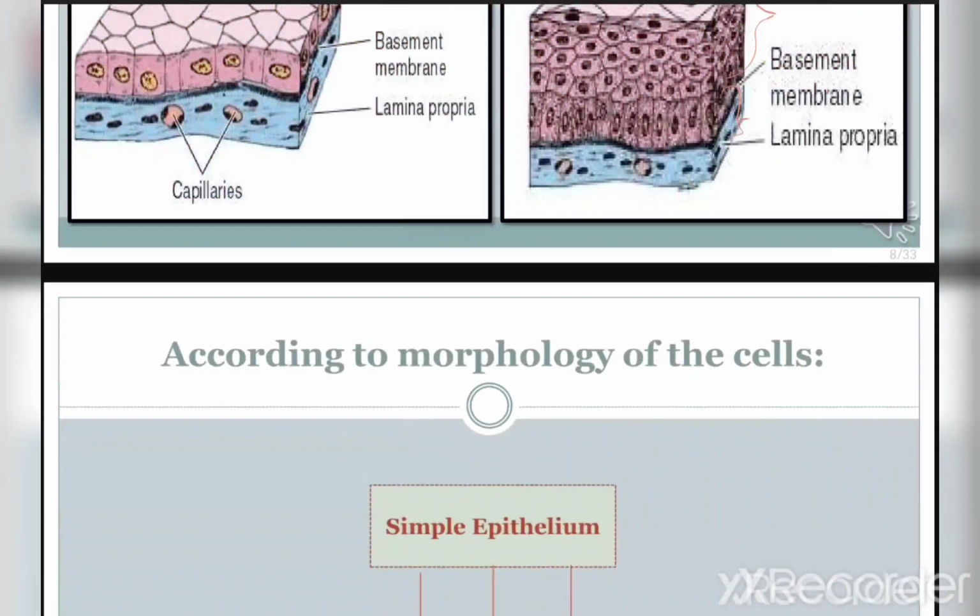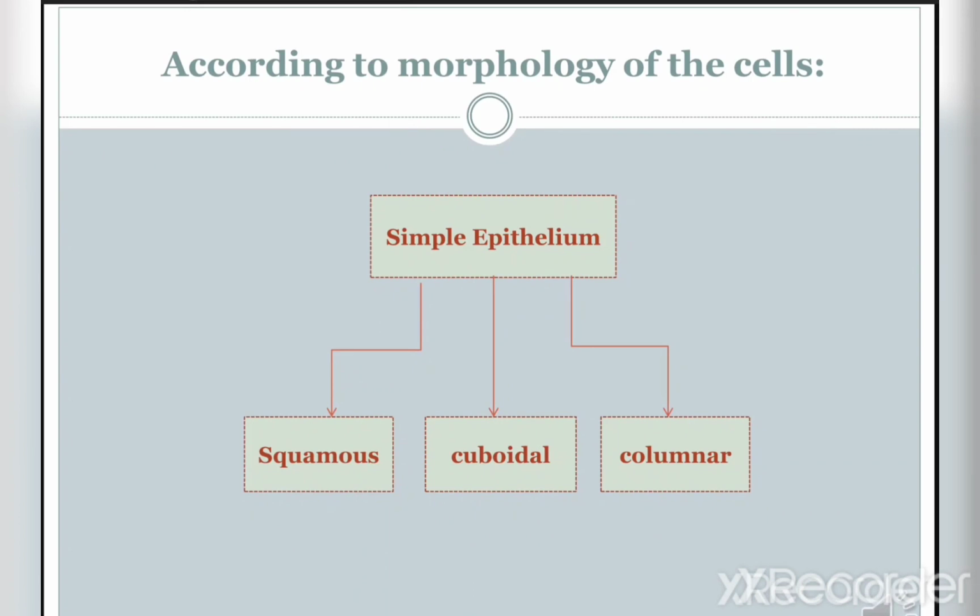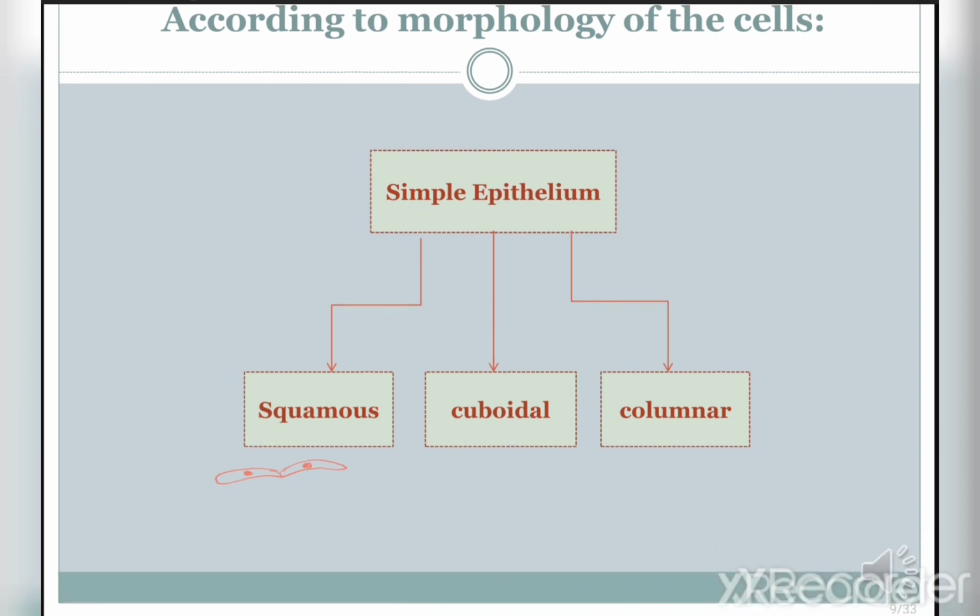According to the morphology of the cells, which is the second classification of covering epithelium, we classify the simple epithelium, the epithelium which is of one layer, of one sheet, into three types according to the morphology of the cells: either squamous, cuboidal, or columnar. Squamous cells are very flat, disc-like cells. They are very thin, attenuated cells, thin just like paper, with a central nucleus which is bulging outside of the cell. This is the squamous.